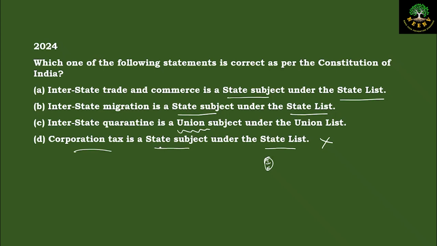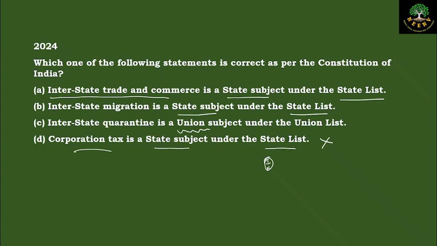Now come to option A. Interstate trade and commerce is a state subject under the state list. Now look at this line, interstate trade and commerce. Very clearly we can understand that this is about controlling or regulating interstate trade, that is the trade between two different states. Do you think that power will be given to a state government? This is something the central government has to control, how the trade should happen between two different states.